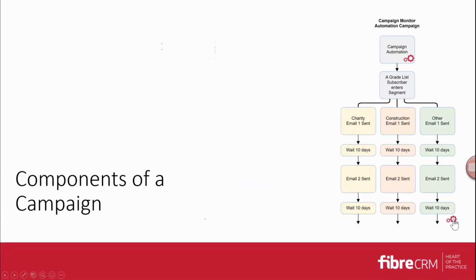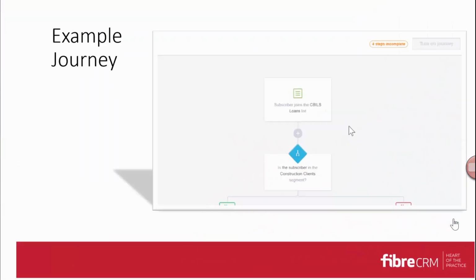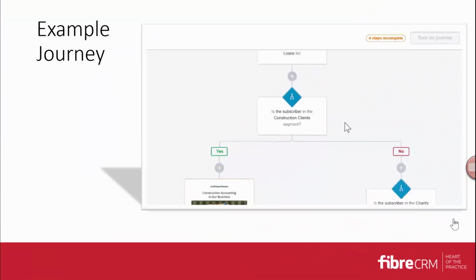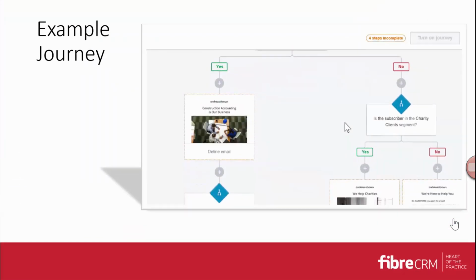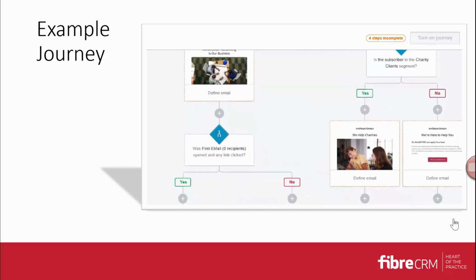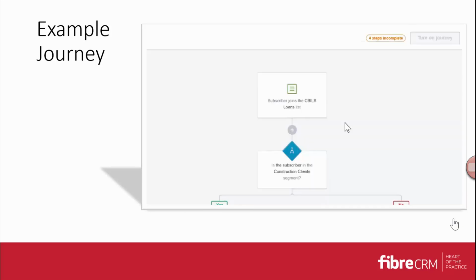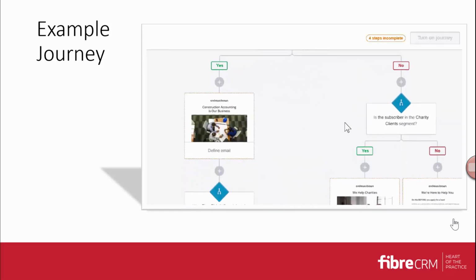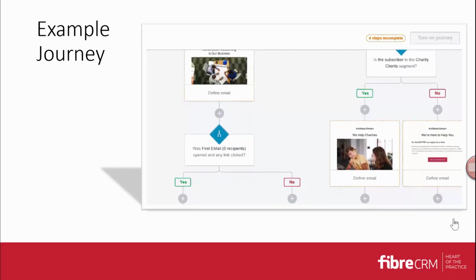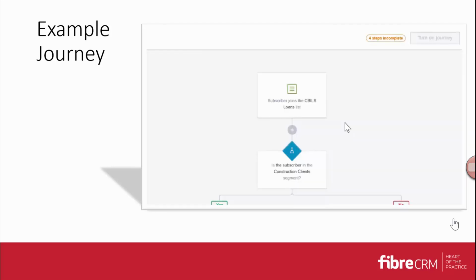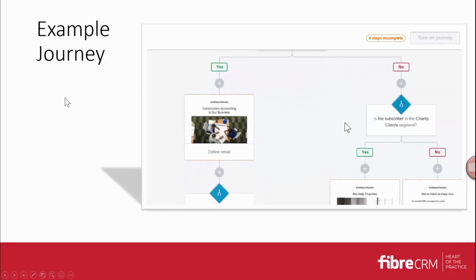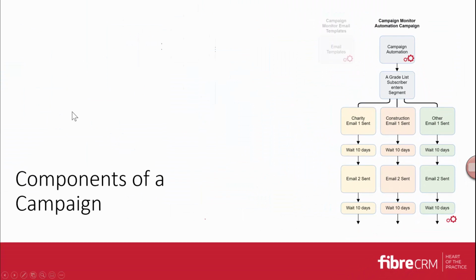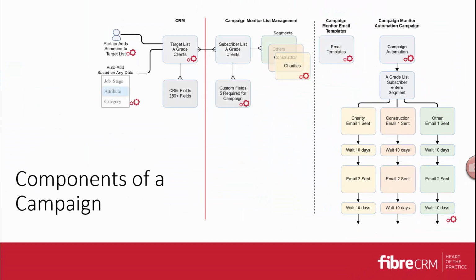Campaign Monitor allows you to build out your automation journeys. This is it in practice. So when somebody joins a list, are they in the construction sector? Yes. If they're not, are they in the charity sector? No, they're not. So they must get the generic one. If they are then in the charity sector, then they would get the charity email. And that is how you set up a Campaign Monitor email from start to finish.